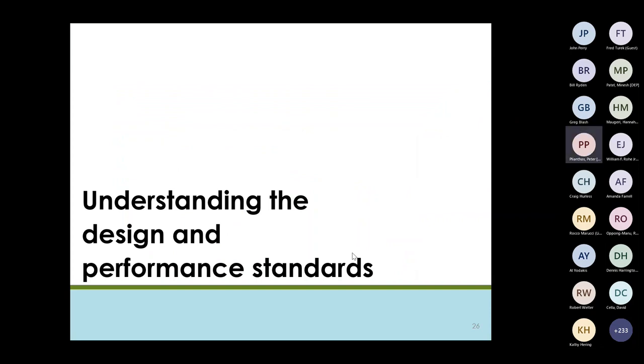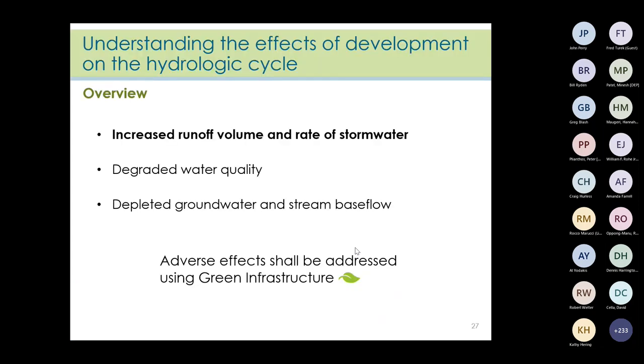In the last part of this presentation, we'll take a look at the design and performance standards in place to address the adverse impacts of land development that we discussed previously. These standards are found in the Stormwater Management Rule, Title 7, Chapter 8, or 7:8. As a reminder, here is an overview of those adverse effects of development previously discussed.